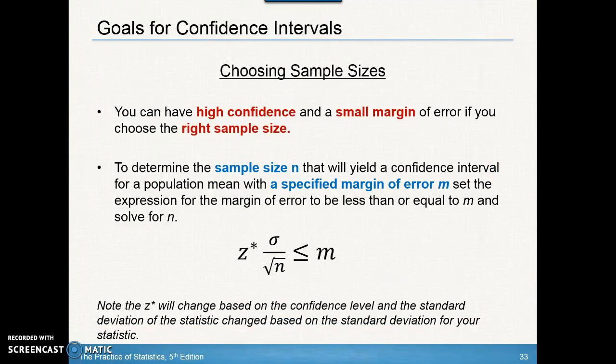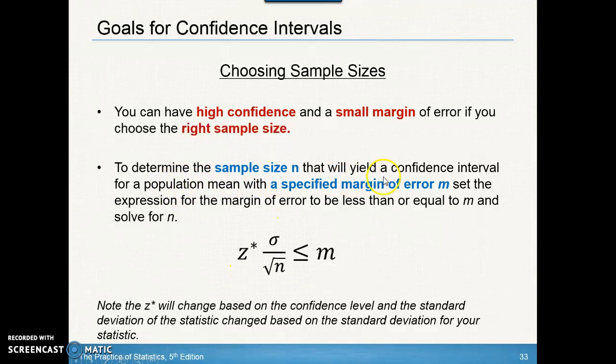All right, so how do we exactly choose the sample size? We can have a high confidence and a small margin of error if we choose the right sample size. So that means we're using a large confidence level, like 95, 99, 97, and that's what we want. Our goal is a high confidence. In order to get that and have a small margin of error, you have to have a sample size that makes that denominator large enough and makes this portion small enough so that I have a small margin of error.